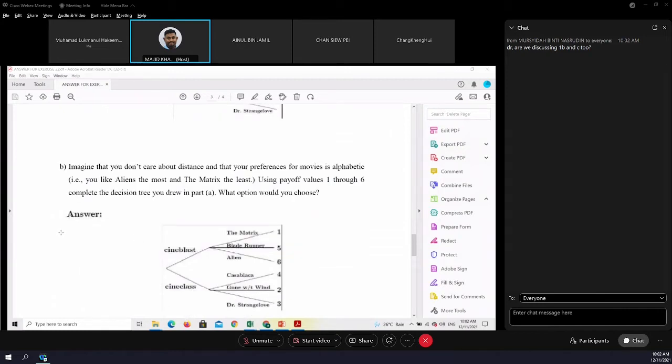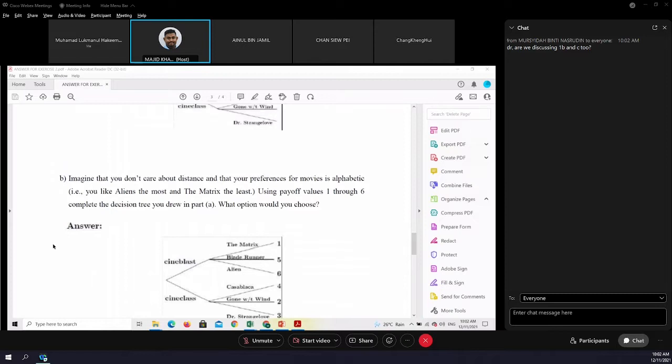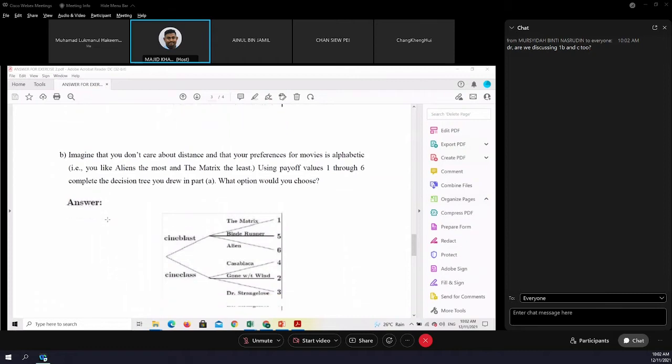Second, a lot of you made a mistake here. Imagine that you don't care about the distance and that your preference for movies is alphabetic. For example, you like Alien the most, the Matrix the least. Using payoff values 1 to 6, complete the decision tree you drew in part A. What option will you choose? Because they already say according to your preference.